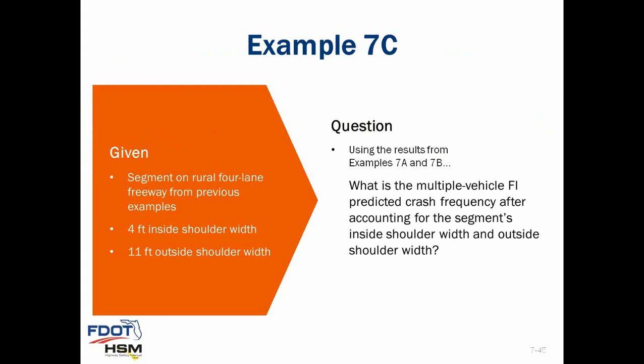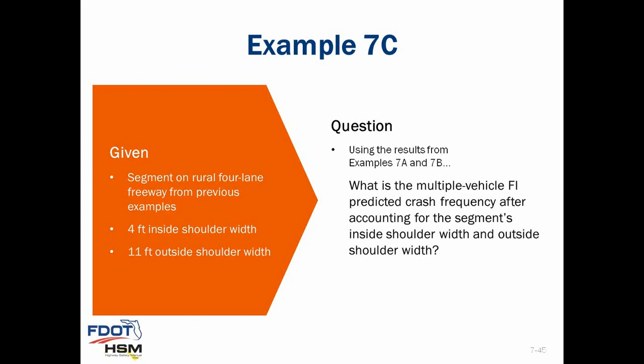This is the third example application. It demonstrates the use of a set of predictive models to compute the predicted crash frequency for a freeway segment. The scenario is a freeway segment on a rural 4-lane section of I-10 east of Tallahassee. It's in fact the same segment that we used in the first two examples. The question we will address first is, what is the multiple vehicle fatal and injury predicted crash frequency for the rural 4-lane segment?